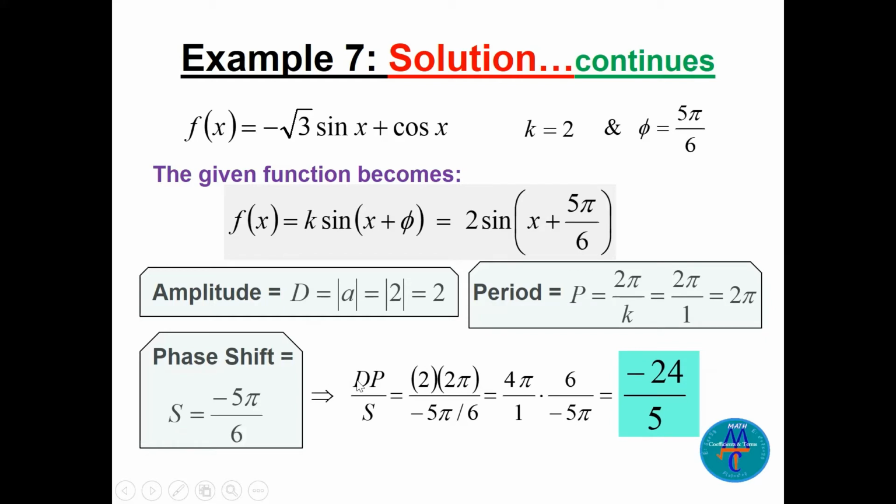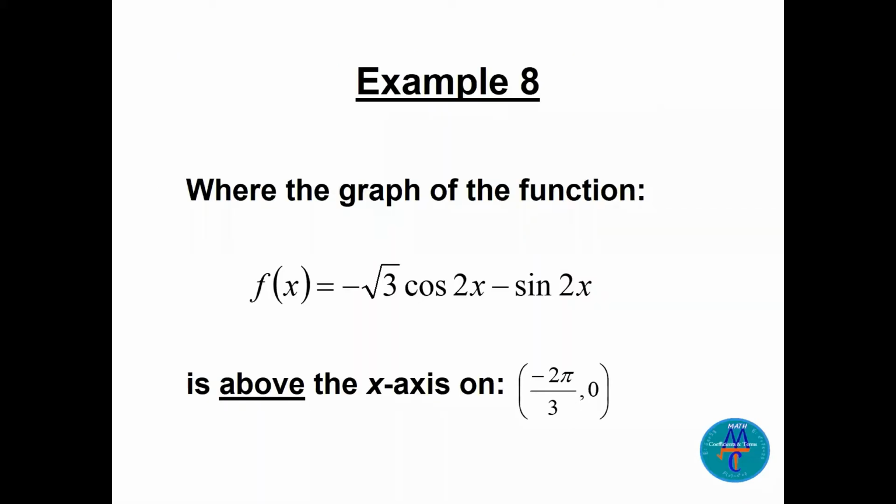Let's put d, so d is 2 pi divided by minus 5 pi over 6. So it will be 2 pi over 1 multiplied by the reciprocal, 6 over minus 5 pi. Cancel the pi here. So minus 12 over 5 is the answer.